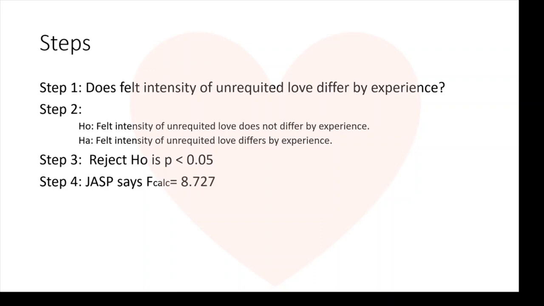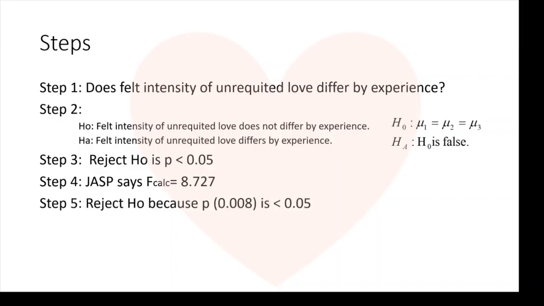So we just calculated this in JASP, and we found that our observed F, or our calculated F, was 8.727. So notice we have steps 1, 2, 3, and 4 done. Now we can see from our JASP report that this was significant because the p-value was less than 0.05. So for step 5, we're still going to keep the rule of saying reject the null or fail to reject the null. But this time we can say we reject the null because the p-value, which we saw was 0.008, is less than 0.05.